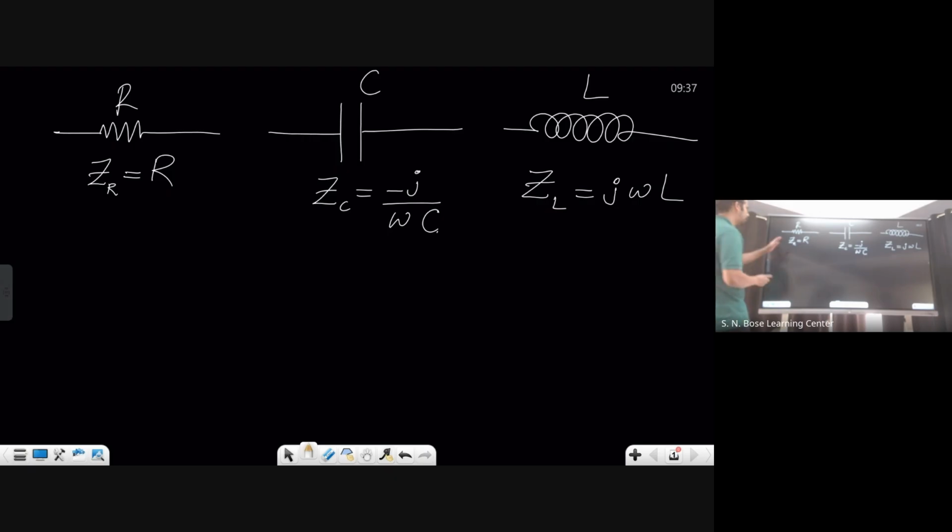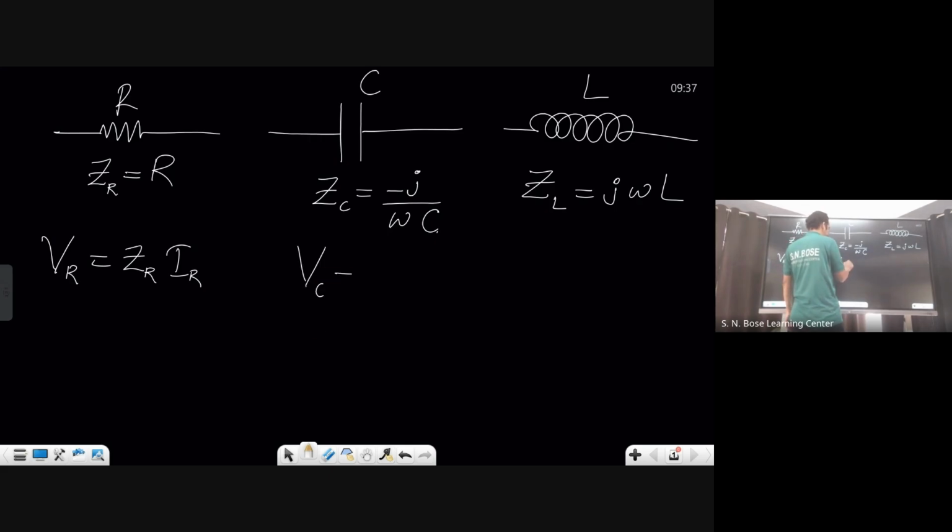If you write here current and voltage: voltage across resistor is equal to ZR into current through resistor. They will be in phase. Voltage across capacitor is equal to ZC into current through capacitor. Minus j will rotate this vector, am I right? Complex algebra. If you take IC along the real axis, VC will be along the negative imaginary axis. That's how it will take care.